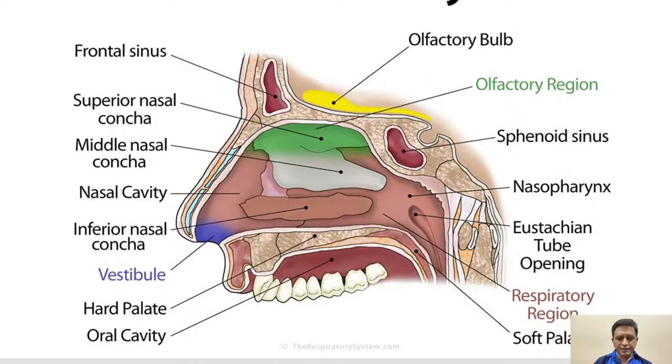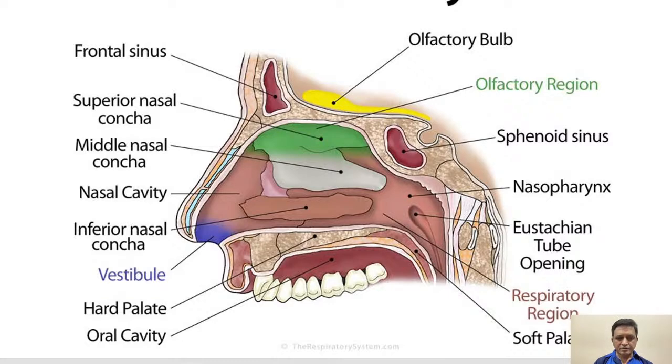So air enters here, and there is mucous membrane covering here, and also cilia or hair-like structures. They actually help to purify the air. They remove many of the dust, allergens, etc.